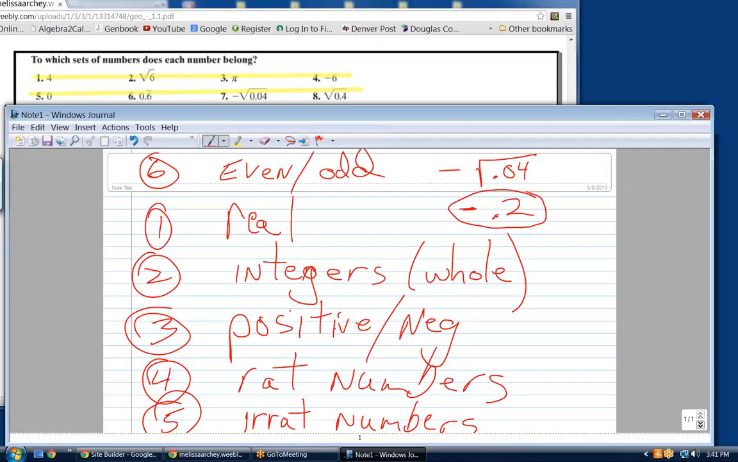Certainly real. It's neither even nor odd. It's not an integer or a whole number. It's negative. Rational or irrational? Rational. Because you can express that as -1/5. That is exactly the same as that. Okay? It's not an approximation. About the square root of 0.4.